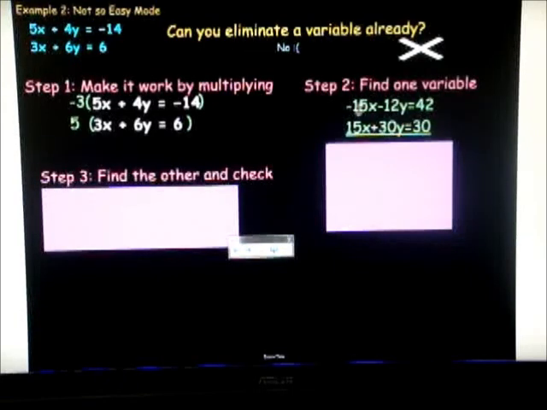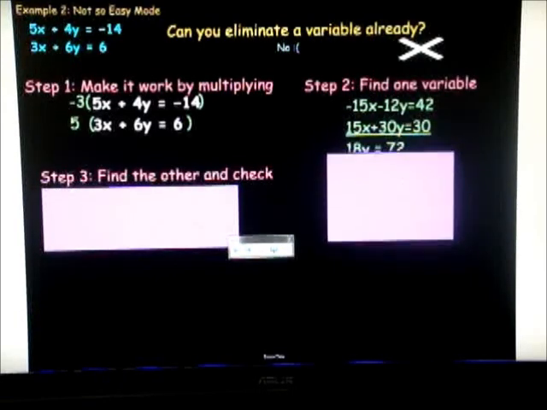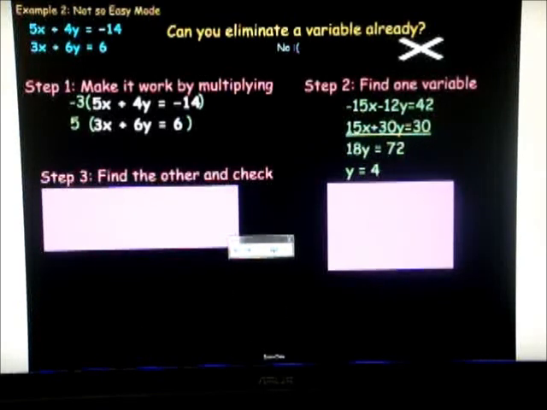What happens is my x's this time cancel out, and I'm left with 18y equals 72. Divide by 18, y is equal to 4. Now I can plug in 4 to one of the two equations. It really doesn't matter which one you choose.